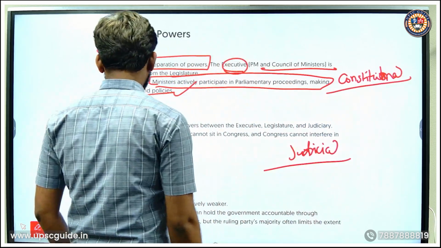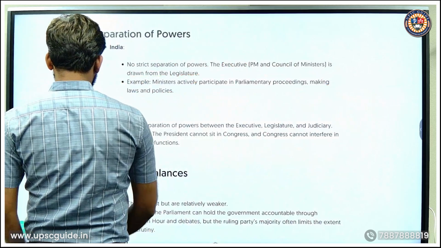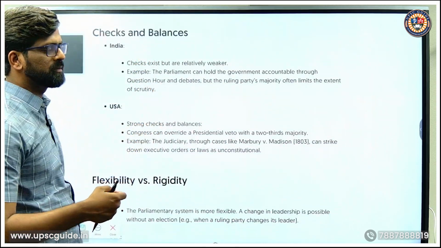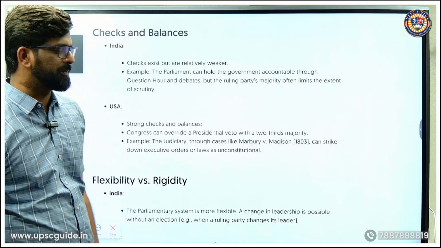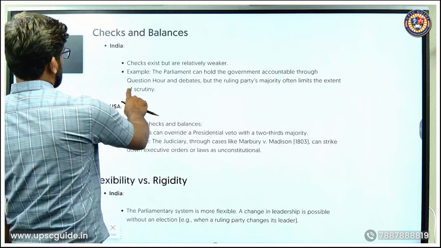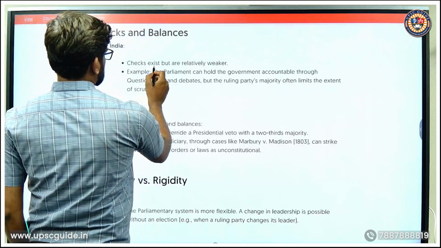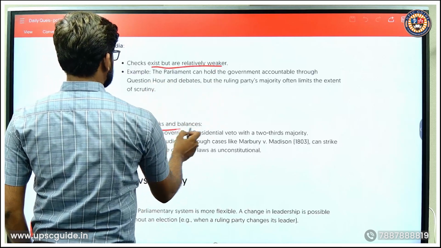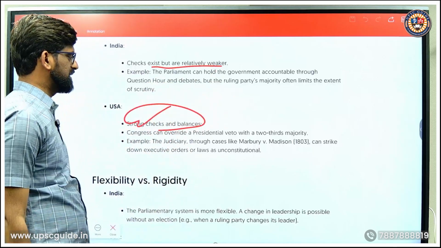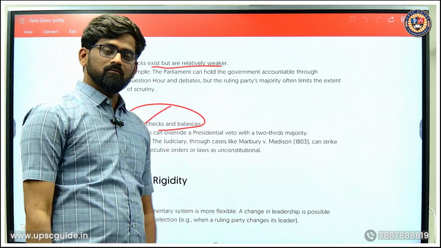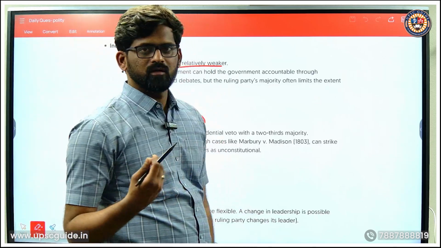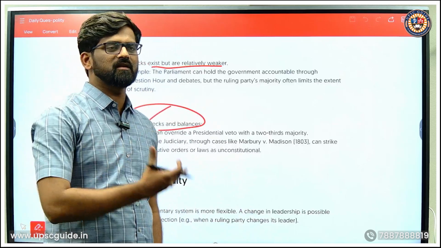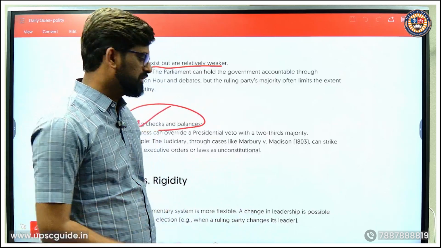Constitutional supremacy. Next point is checks and balances. In India, as it is a derivative point of the separation of power, checks and balances exist, but they are relatively weaker compared to USA, where checks and balances are strong. That is why we say there is a separation of power in USA that is very tight, and that is why we say there is a judicial supremacy in USA.